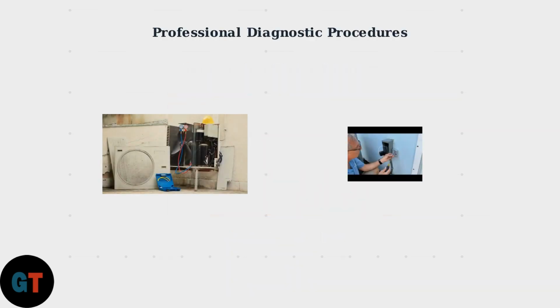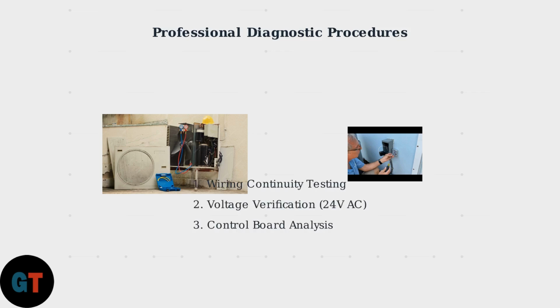For more complex issues, professional technicians use advanced diagnostic procedures. They verify wiring continuity, test voltage levels, and examine control board functionality. Here's what professional AC service looks like. Technicians test 3 critical areas. First, they verify wiring continuity using specialized meters. Second, they check voltage levels at the outdoor unit, typically looking for 24 volts AC. Third, they examine control board outputs and grounding systems.